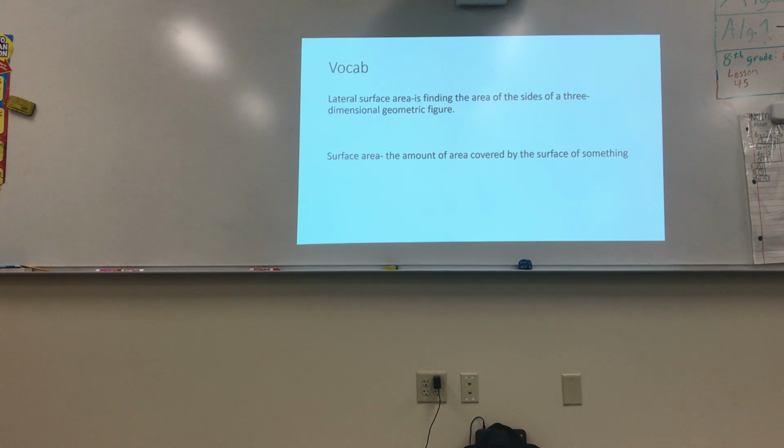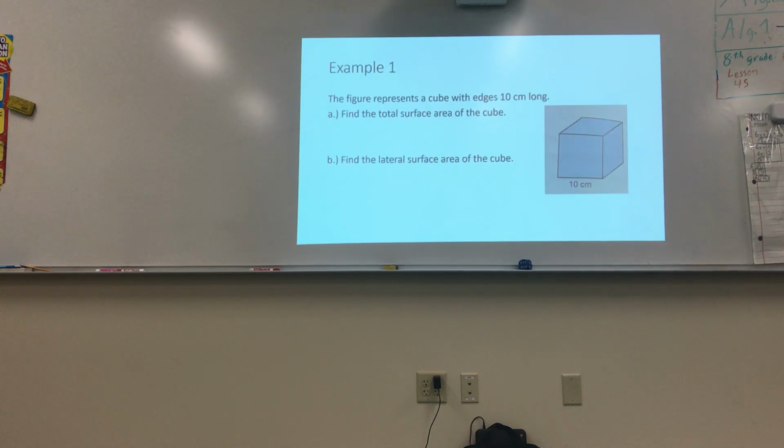Vocab: lateral surface area is finding the area of the sides of a three-dimensional figure. Surface area is the amount of area covered by the surface of something. So surface area, like in this room, would be everything: the ceiling, the walls, the floor. It's the area of all that. Lateral surface area would just be your sidewalls. You don't do the bottom and you don't do the top. You do the lateral sides, basically.